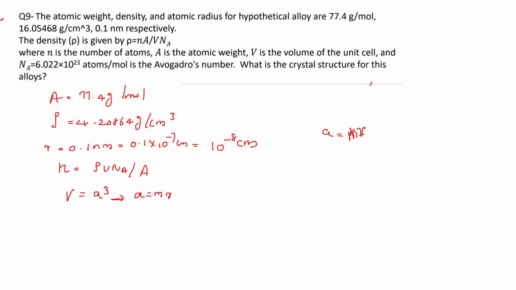Now substitute all the values here. Then the volume will be m cube r cube. Substitute all the values in the n formula and get the value of n first. Then from there you have to find what n by m cube will be. First do it, then we will discuss how you will get the crystal structure.